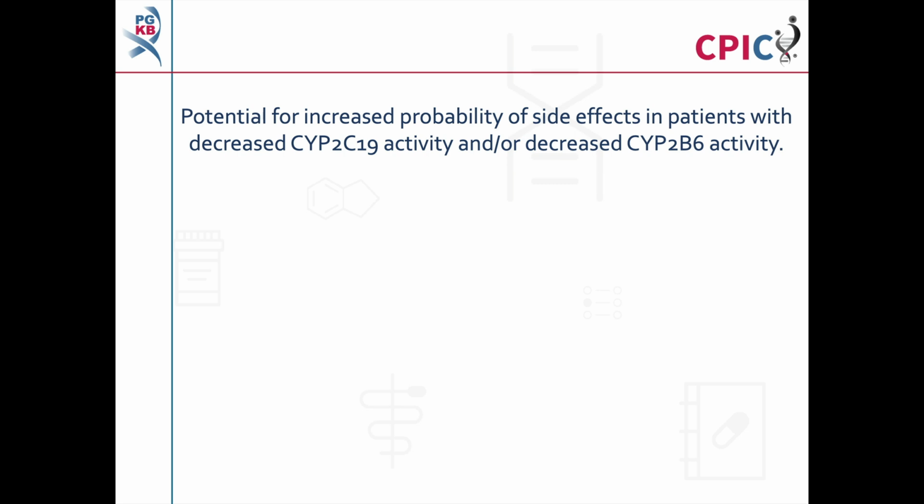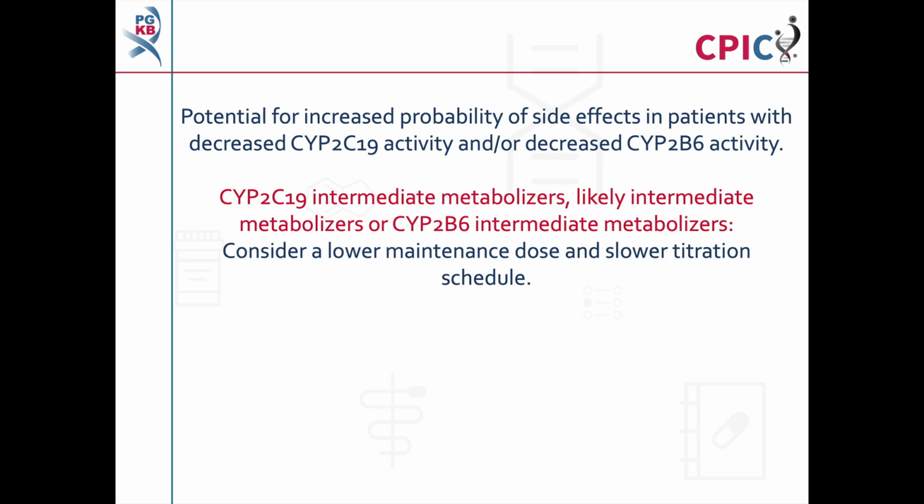Patients with decreased CYP2C19 activity and/or decreased CYP2B6 activity may be more likely to experience side effects due to increased plasma concentrations of sertraline. As a result, the guideline recommends that a lower maintenance dose and slower titration schedule be considered for CYP2C19 intermediate and likely intermediate metabolizers, as well as for CYP2B6 intermediate metabolizers.